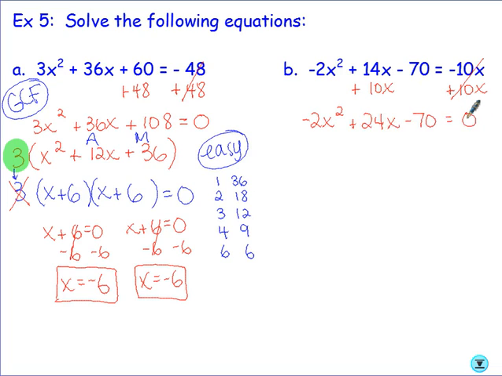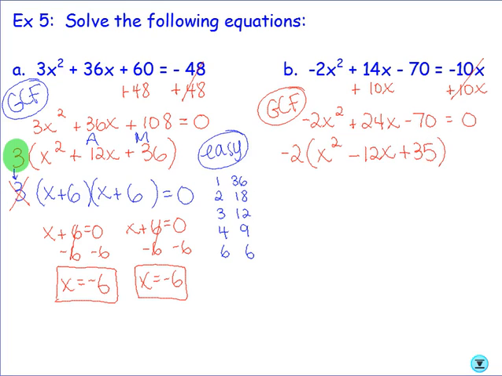What kind of shortcut is this one? Hopefully you are saying right away that this is a GCF problem, because you are correct. What can we divide all three of these by? 2, but we're going to be even more helpful to ourselves. We're going to divide by -2. Don't worry about 0. -2 divided by -2 leaves me with x squared. 24 divided by -2 leaves me with -12x. And -70 divided by -2 leaves me with a positive 35.